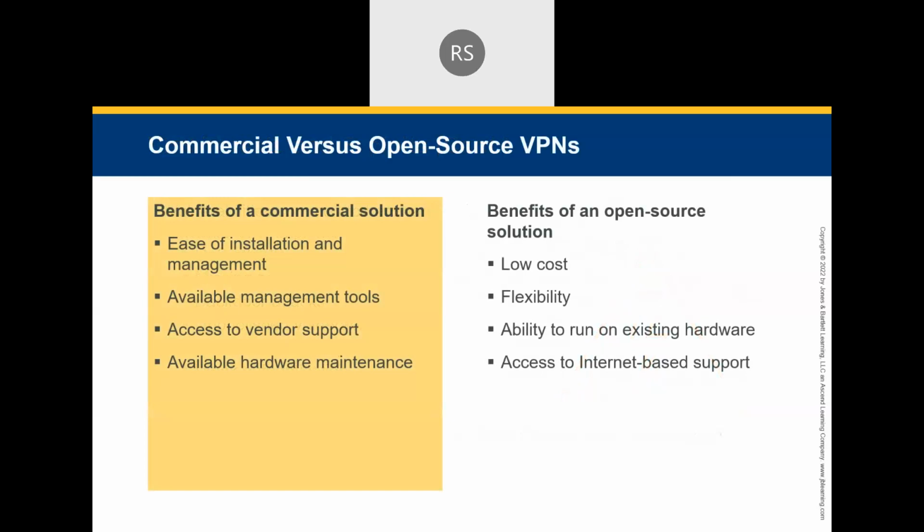Now, when you're considering VPN solutions, organizations often will weigh the benefits of commercial versus open source options. So, here are some key factors for you to consider. The benefits of a commercial solution include ease of installation and management. Most of them come with an installation wizard or user-friendly management interfaces that make them easier to deploy and maintain. Common VPN vendors typically provide dedicated management tools and platforms that offer advanced features for monitoring, configuring, and troubleshooting your VPN connections.